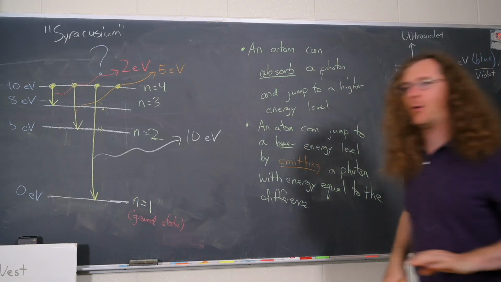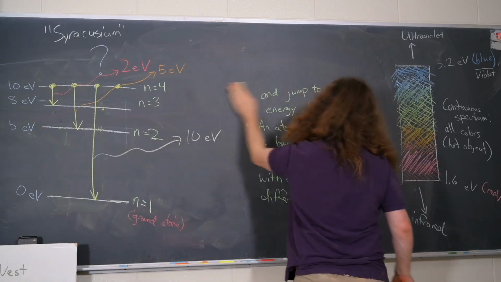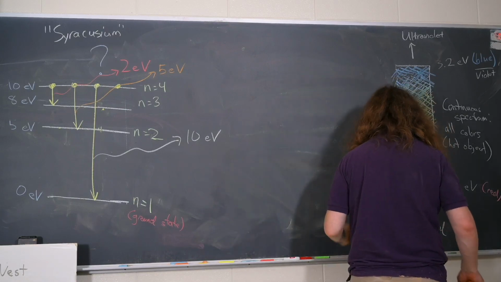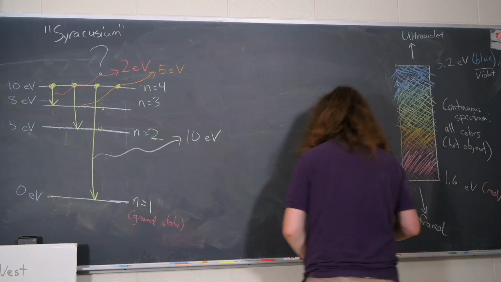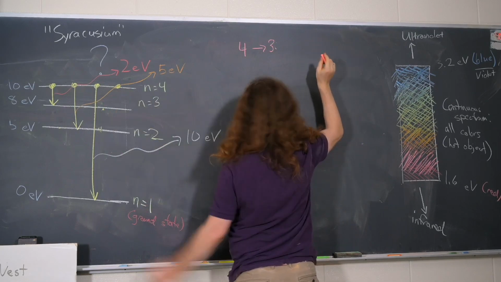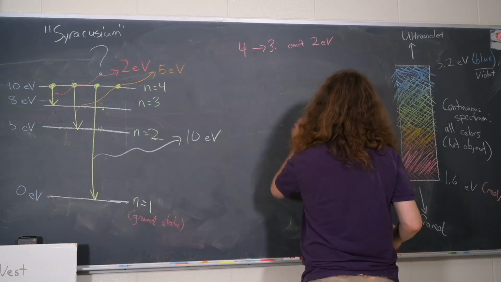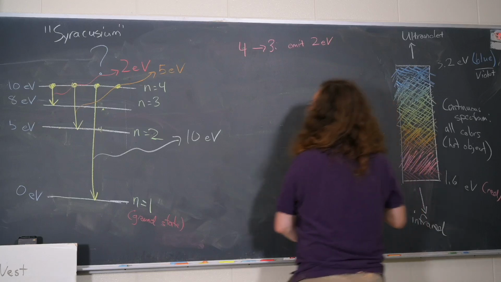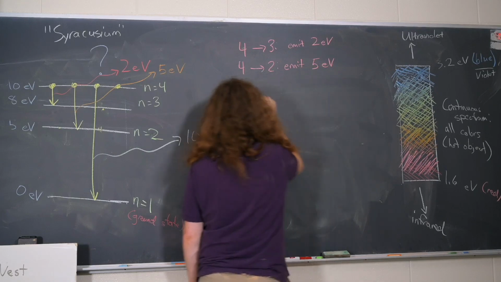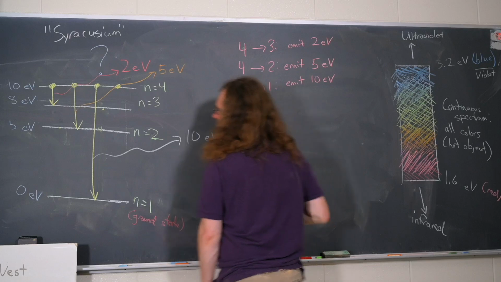Now, I'm out of blackboard at this point, so I'm going to have to erase this, but we remember how it works, because I want to make a list of all of the jumps this atom can do. Let's see, what have I done? I've gone from 4 to 3, and that emits a photon of 2 eV. I can go from 4 to 2, and that emits a photon of 5 eV. 4 to 1, that's 10 eV. But what else happens?